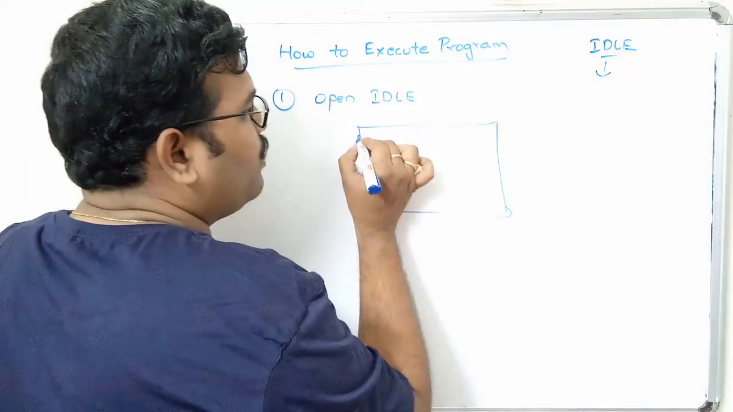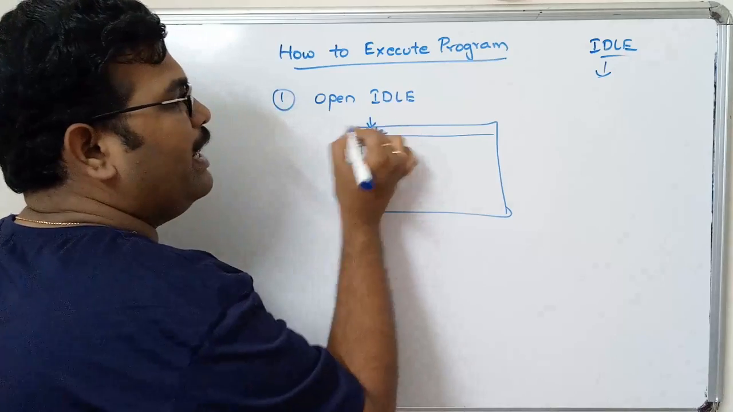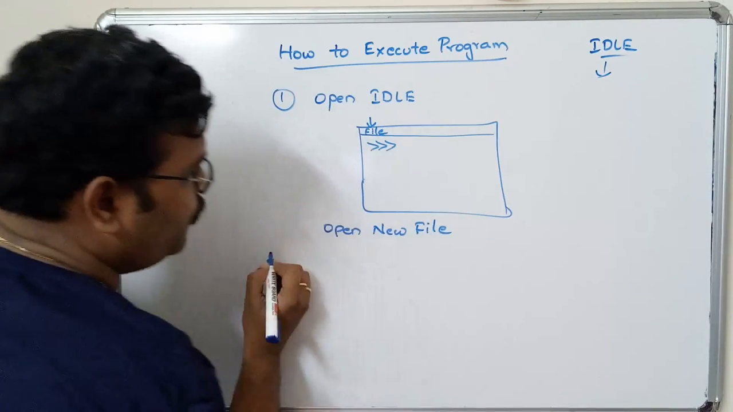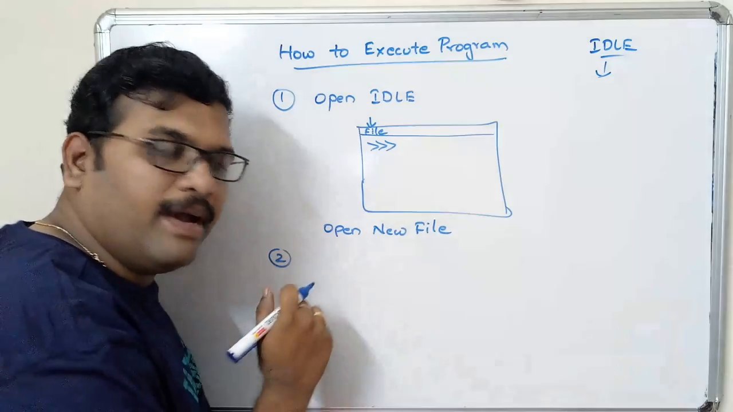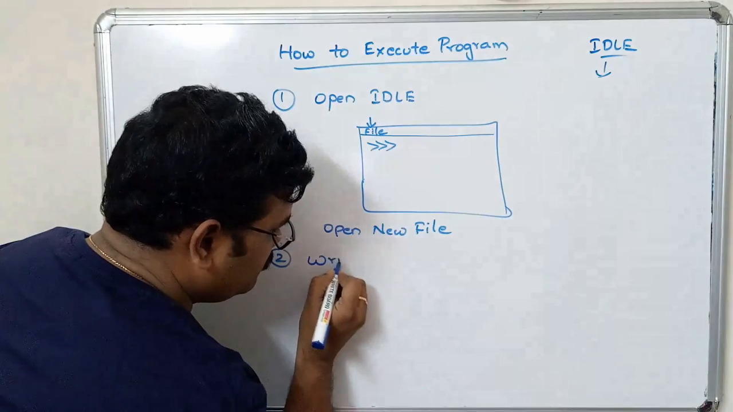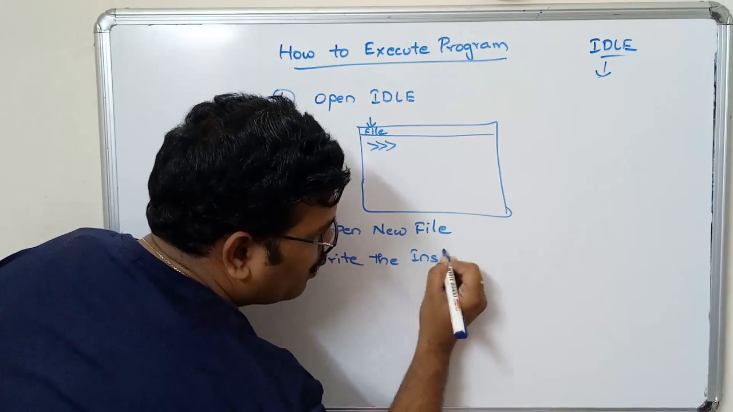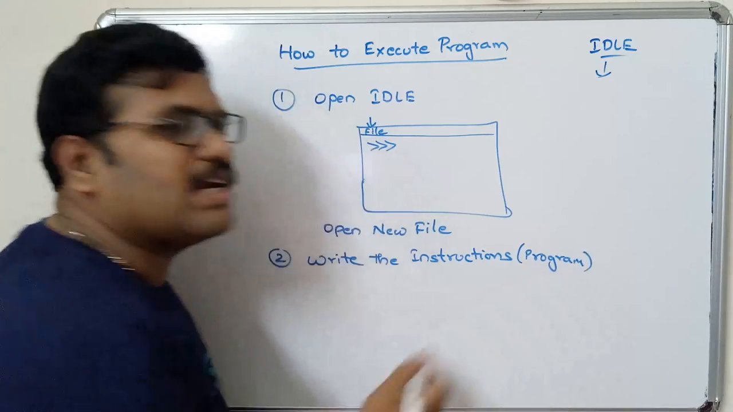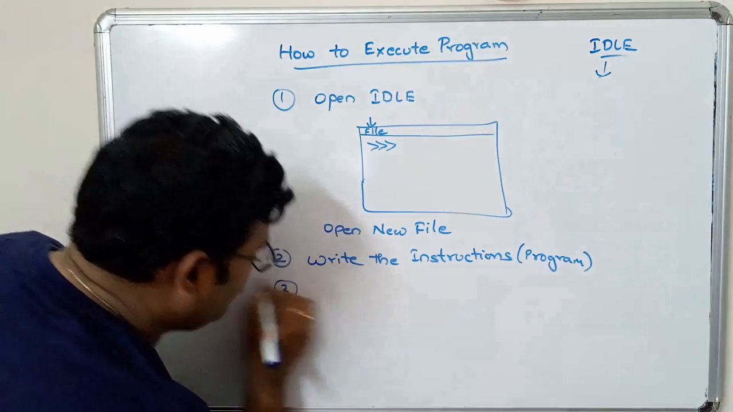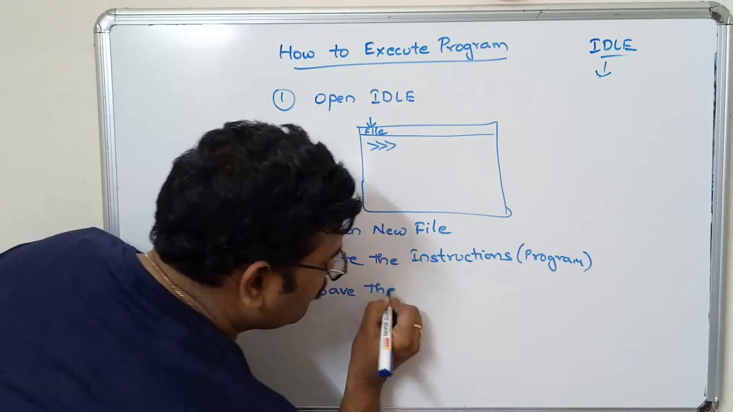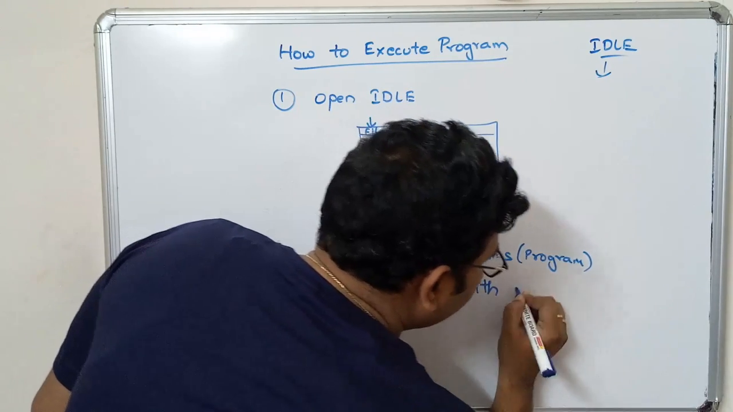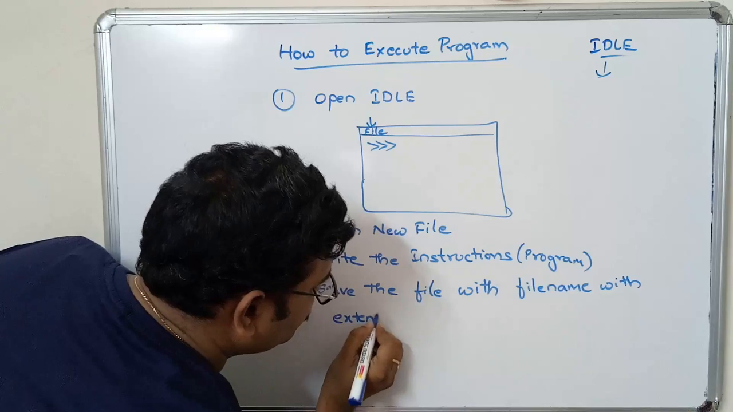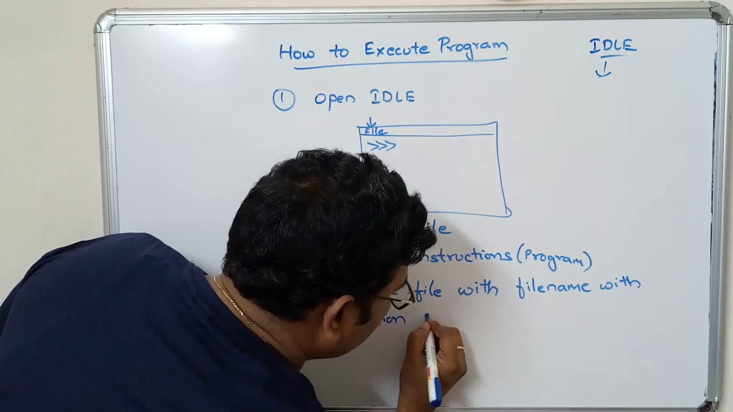With these symbols, there you can find the file menu. Open this file menu and open a new file. After opening the new file, write down the instructions. Instructions are nothing but a program, right? A program is a set of instructions. So we have to write the instructions and then save the file with a file name, with the extension .py.